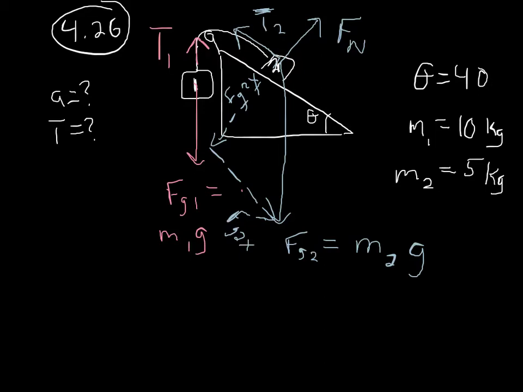So let's write out all of these forces. FG1 is equal to m1 g. Tension 1, we don't know what that is. There is something that we do know about tension 1, though.